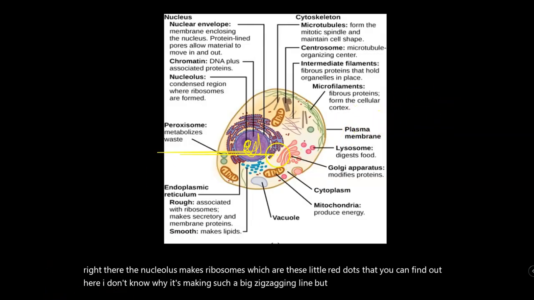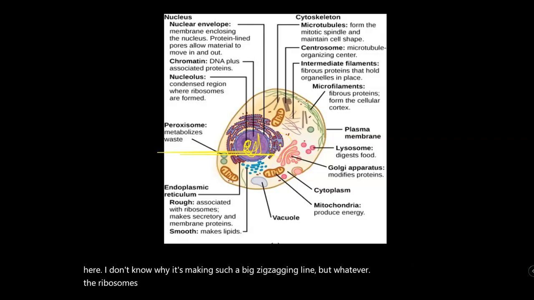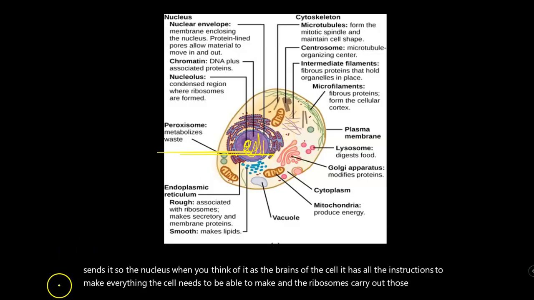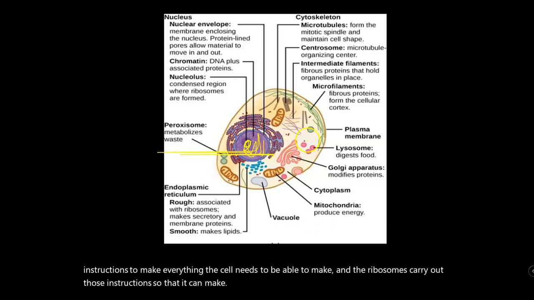The ribosomes are the factory that makes the proteins based on the instructions that the nucleus sends it. So the nucleus, when you think of it as the brains of the cell, it has all the instructions to make everything the cell needs to be able to make, and the ribosomes carry out those instructions so that it can make the proteins.